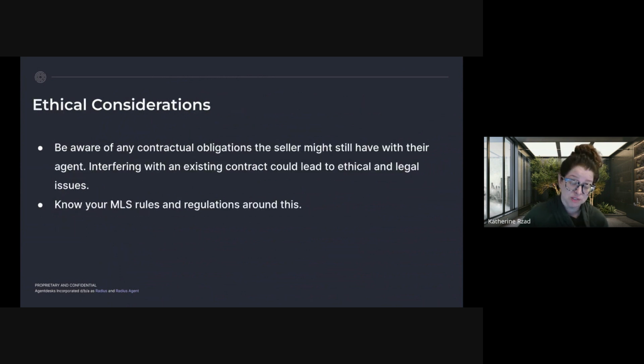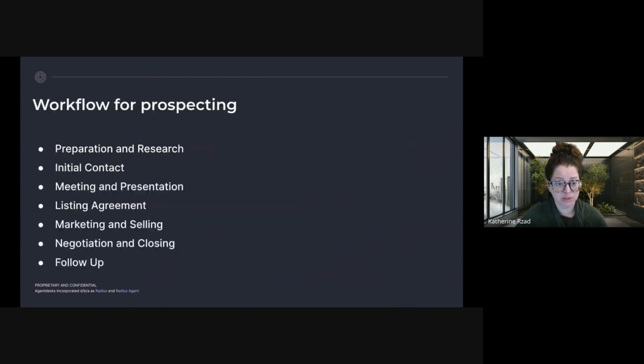Ethical considerations. So absolutely just be aware of any contractual obligations the seller might have with their existing or past agent, because we all know interfering with that contract between them could lead to ethical and legal issues for you. So you definitely don't want to do that. Know your MLS rules and regulations around this before going after this market.